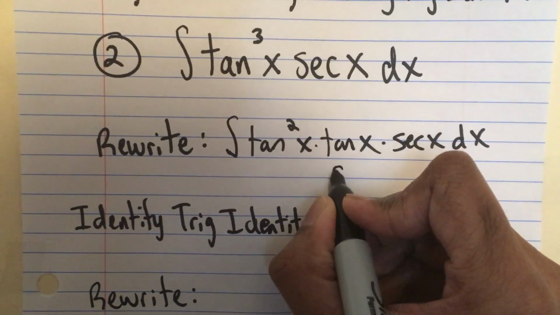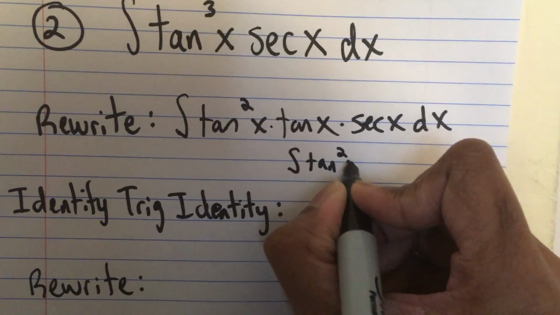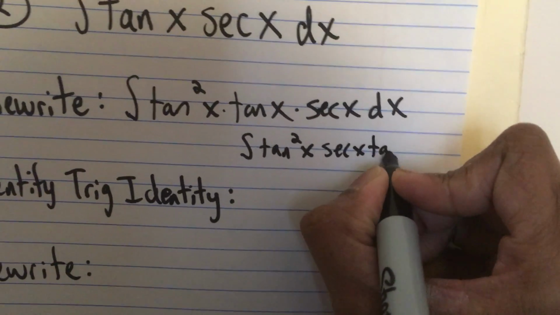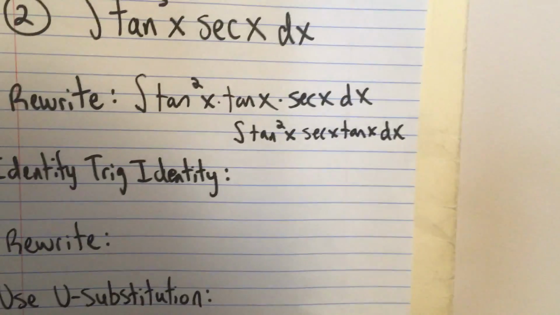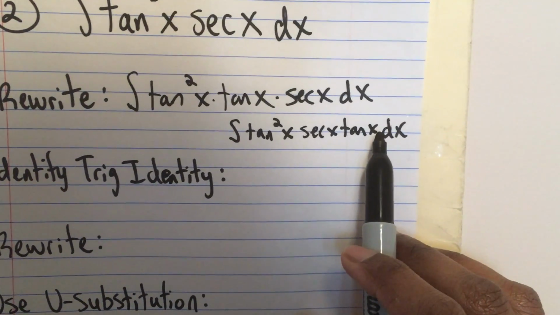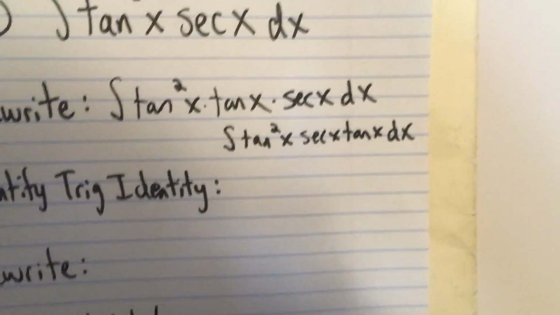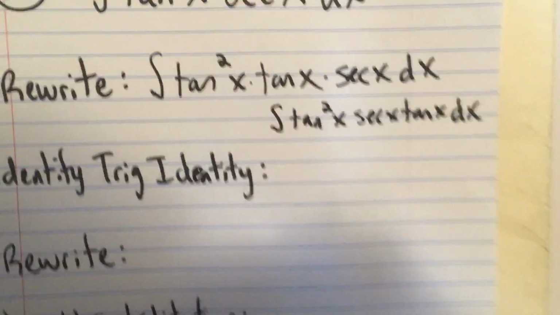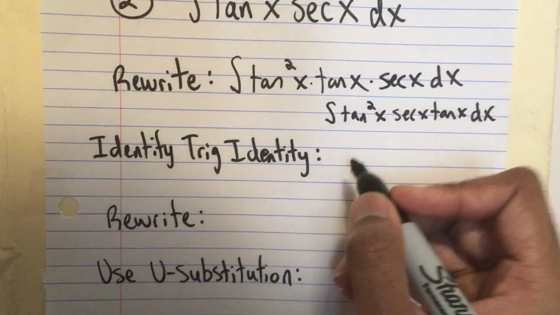So I have the integral of tangent squared x secant x tangent x dx. And the reason I want to do that is because notice that we have secant x tangent x, and that is a known derivative of a trig function, which is going to be secant x. So we're going to be using that later on for u sub. But for right now, I want to identify the trig identity that we're going to be using.